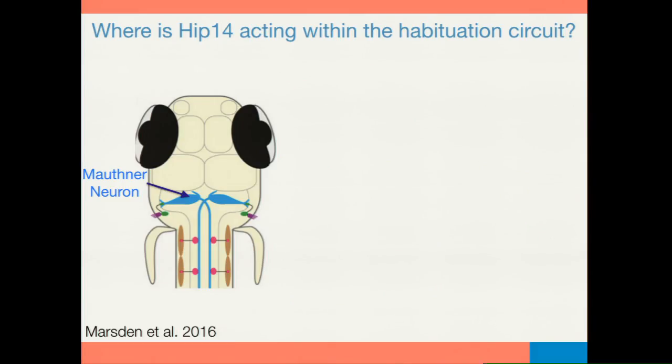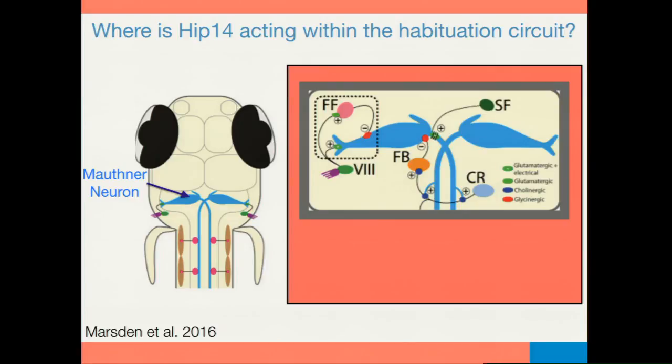And so next, we wanted to know where is HIP14 acting within the habituation circuit. And lucky for us, the habituation circuit is pretty well described in larval zebrafish. So these hindbrain neurons called the Mauthners are necessary and sufficient for the acoustic startle response. They receive their inputs from the 8th nerve at the lateral dendrites.